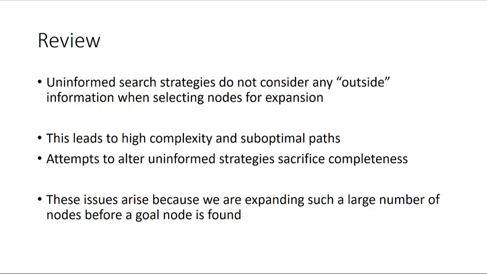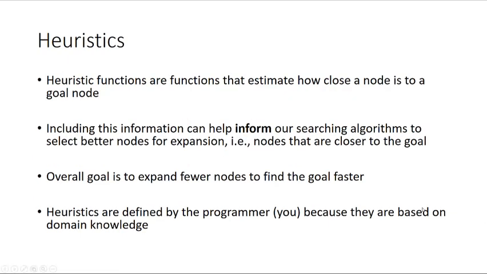And really at the root of this issue is that uninformed search strategies are just expanding too many nodes. They're not really trying to expand nodes in an intelligent way, they're just brute forcing their way through the state space, and because of that you end up expanding almost every node in the state space, which is usually way too many nodes to expand.